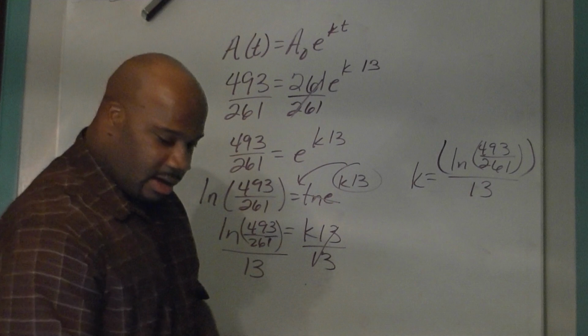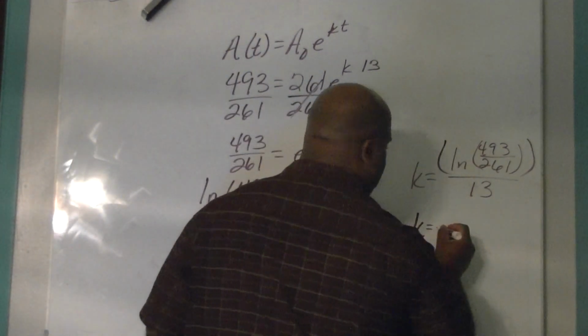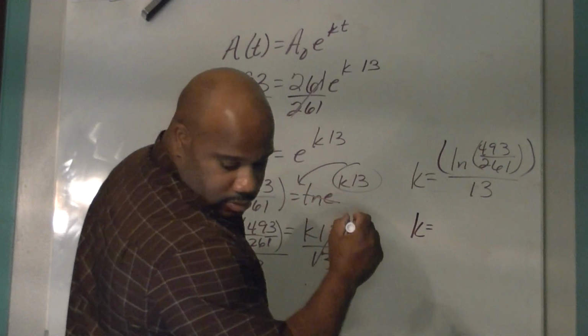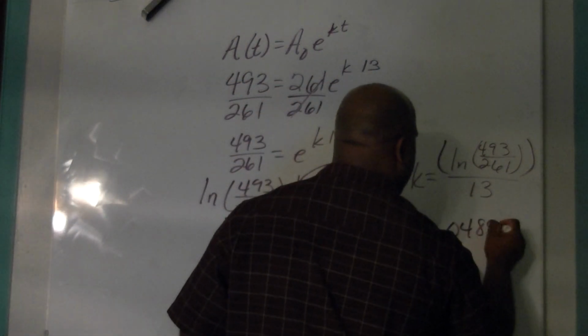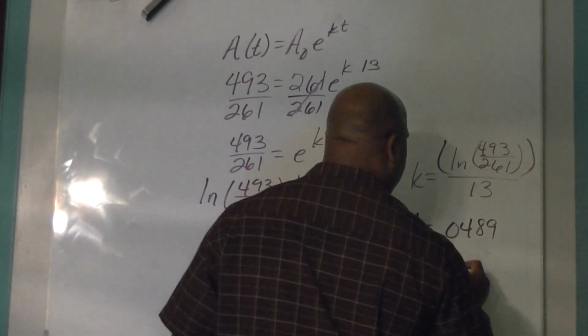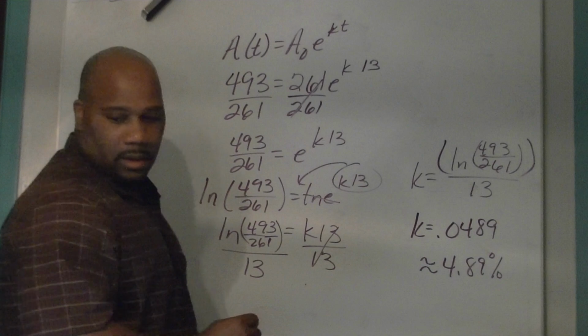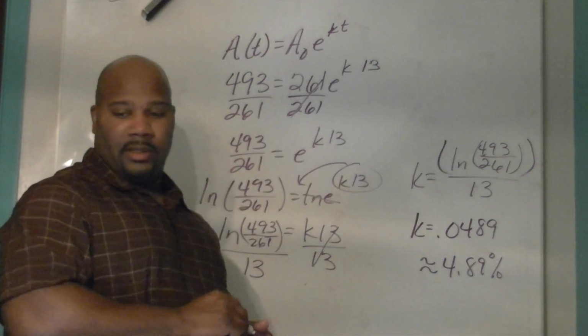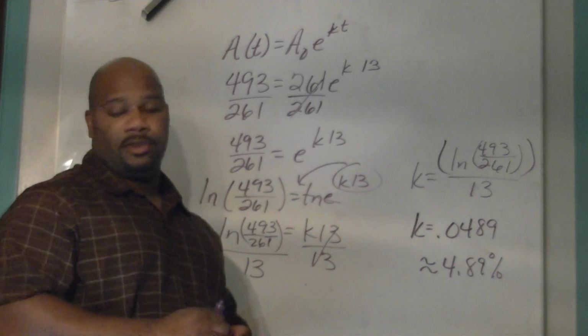And then I got my K equal to 0.0489, which is approximately 4.89%. Okay. That is my growth rate, if I change it to a decimal.